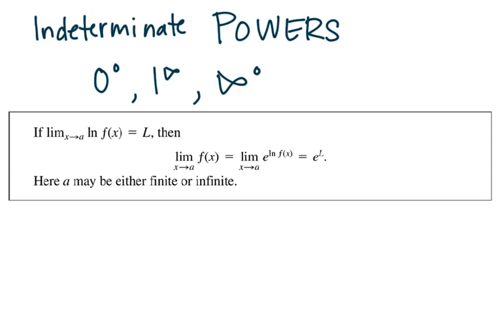And so we have this property here that says if the limit as x approaches a of the logarithm of the function equals a limit, then the limit as x approaches a of the function would be equal to e to the natural log of the function, or e to the limit.